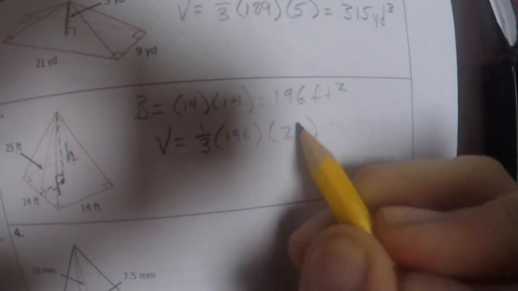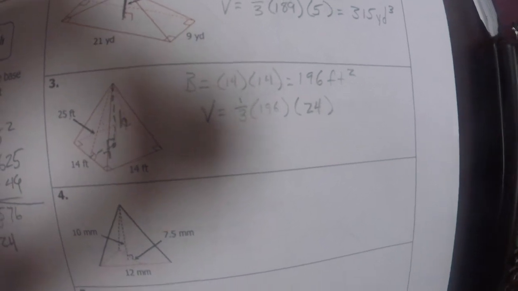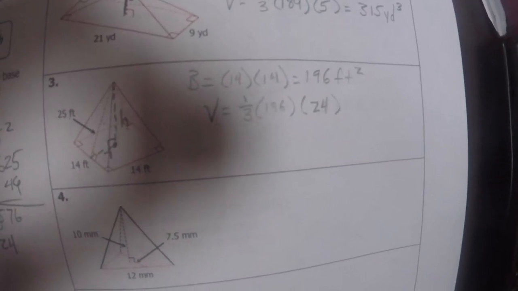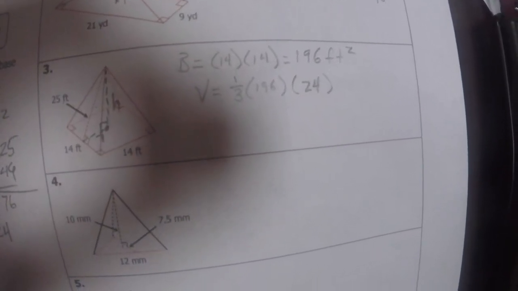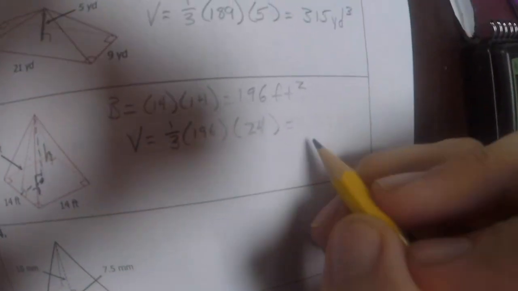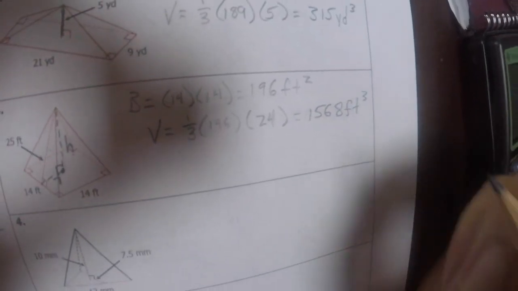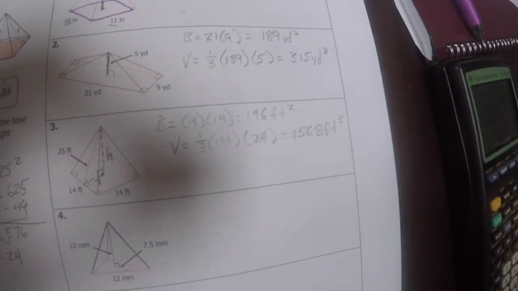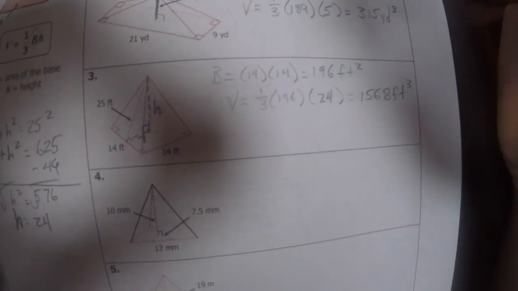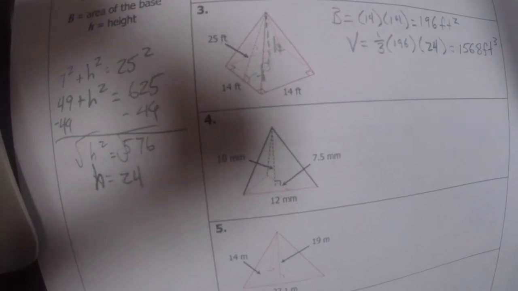So I'm going to pop that in over here. Multiply them all together. 1/3 times 196 times 24, and I get 1,568. We're in feet, and since it's volume, it's cubed. All right. What's different about number 4? Definitely it's a pyramid, but what shape is the base here?